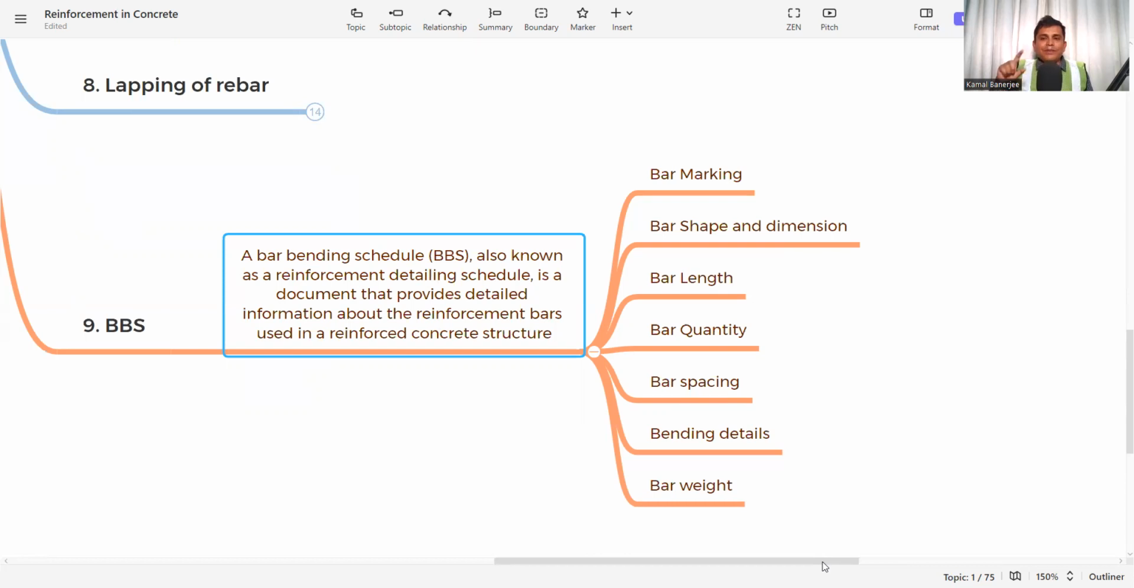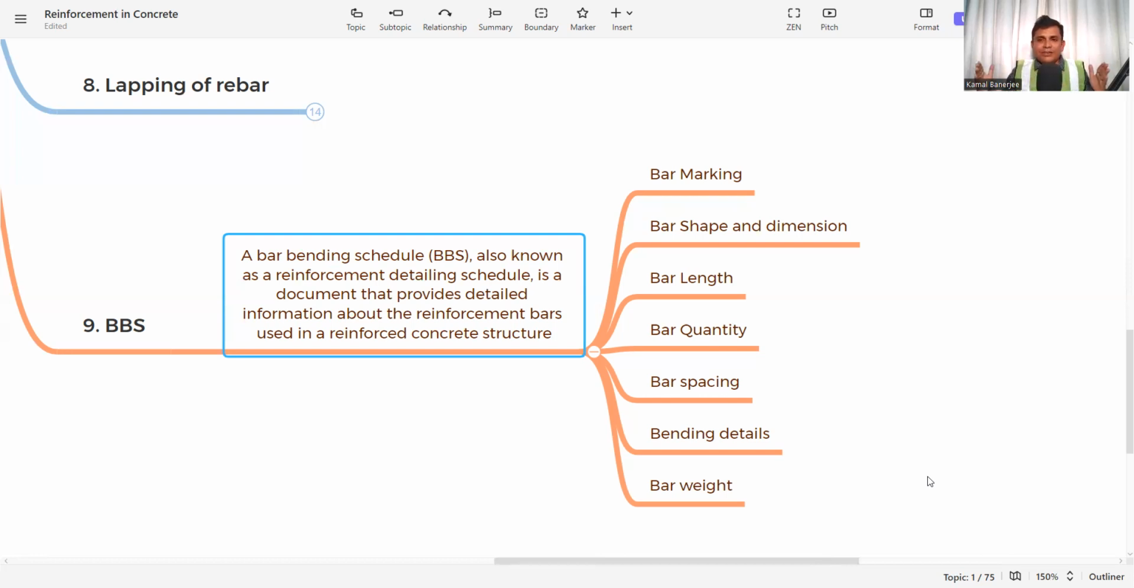Then SL maybe stirrup bars. This way we have to mark the bars so that as soon as I see the drawing, I know this is a B1, which means it will go in the bottom. Now, bar shape and dimension. In the beam we all know the L shape, right? U shape. In the drawing it will not show the U shape, but whenever you are detailing or making a bar bending schedule, we have to mention the bar shape and the dimension.